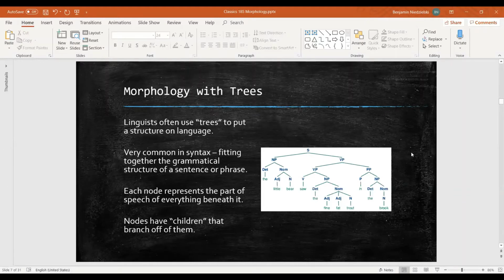It's worth noting that this is a very simplified syntax tree. This is not how we would break down this sentence making use of modern syntactic principles. Still, the idea is perfect for showing us how a tree will work. Now, let's think about using trees in morphology.